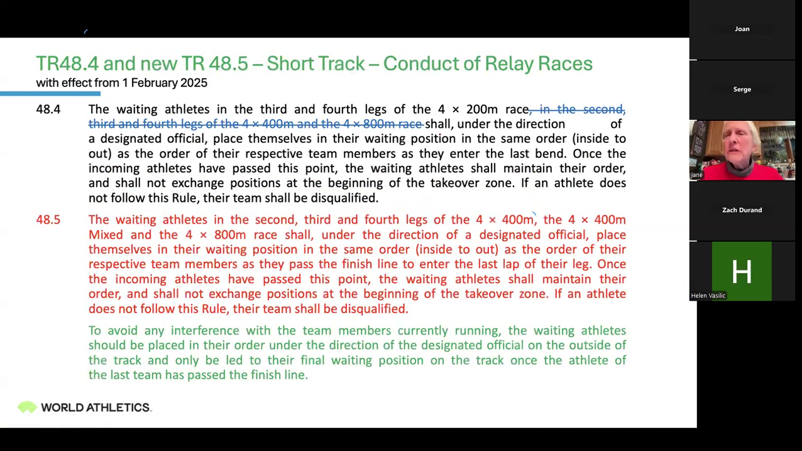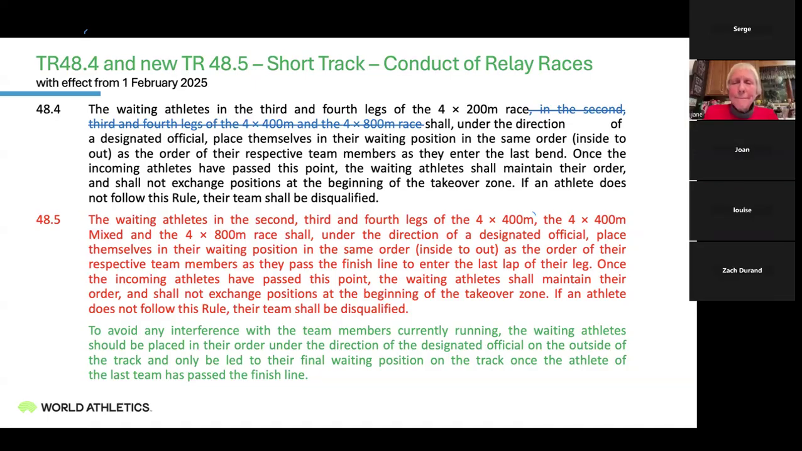Okay, Joan. Yes. I want to know in the 4x4, if you place them at the start of their last lap at the finish line, and there is a pass on the back straight, is a designated official allowed to go out and change the order if we have the information that we need in order to change them up or not? No, you may not.